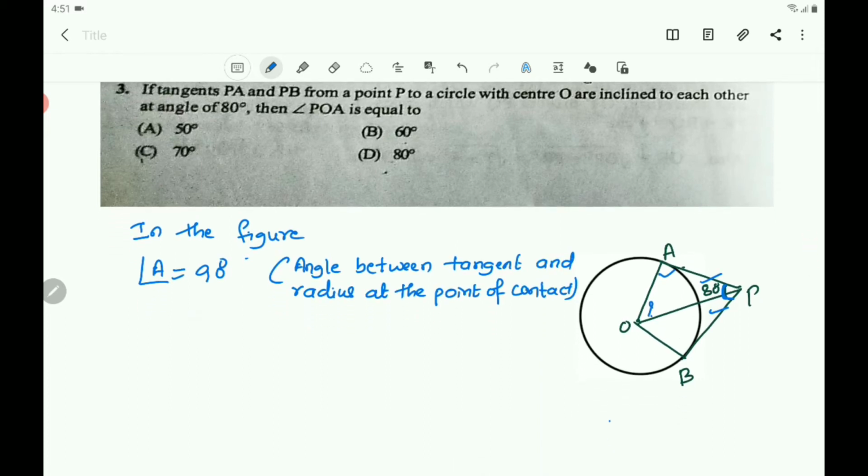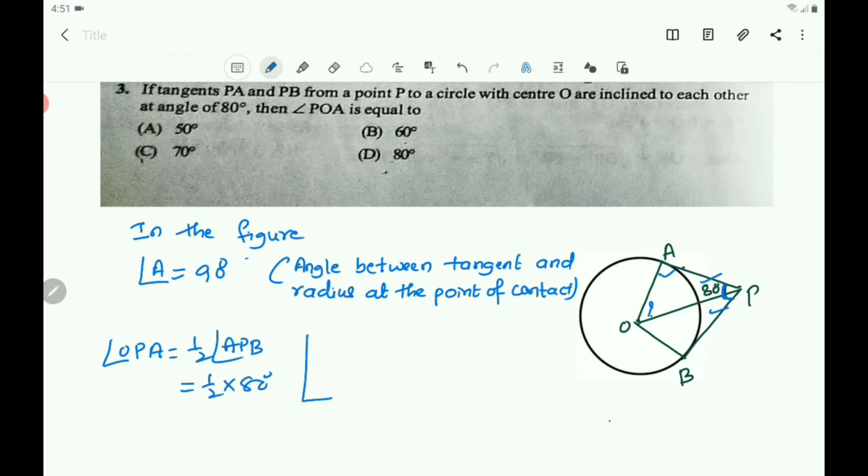And the center lies on the bisector of the angle between the two tangents. It means the line OP subtends equal angles at the center O and also at P. So you can write angle OPA is equal to half of angle APB, that equals half of 80 degree. 80 degree is given, that angle APB is 80 degree.